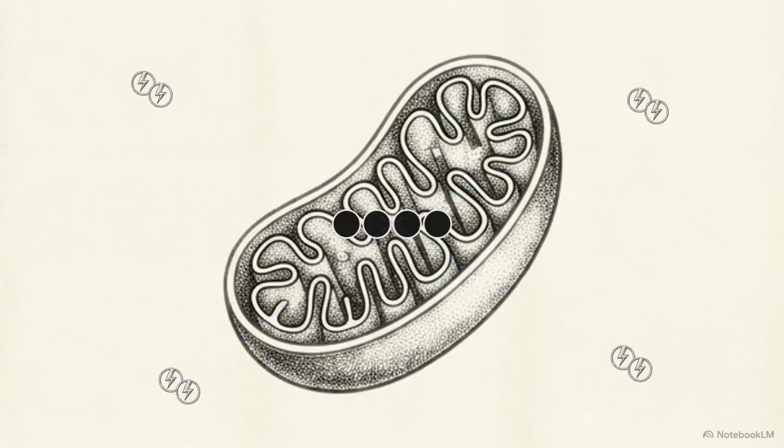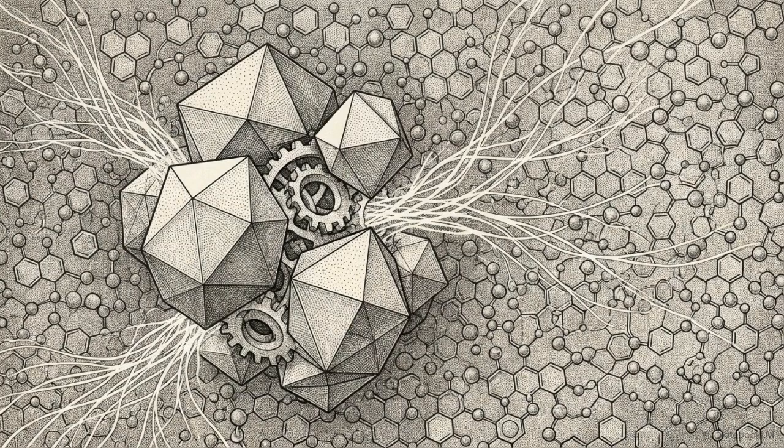Simultaneously, this cycle harvests high-energy electrons, transferring them to NAD+ and FAD to power the later stages of respiration. The cycle's catabolic role is essentially an electron harvesting mechanism, dismantling the acetyl group to power oxidative phosphorylation.